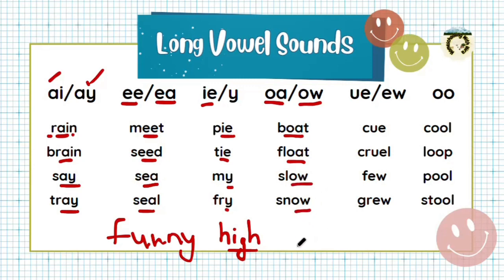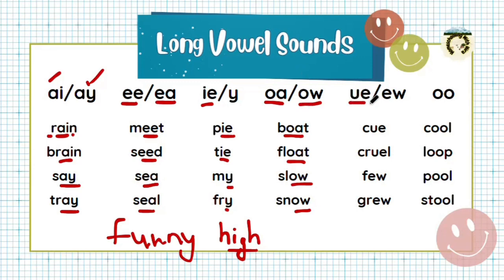There is only one word, cocoa. So this word has OA at the end. Otherwise, you will not find OA as the long O sound at the end of English words, okay? If you want to learn this rule, check out the description box.